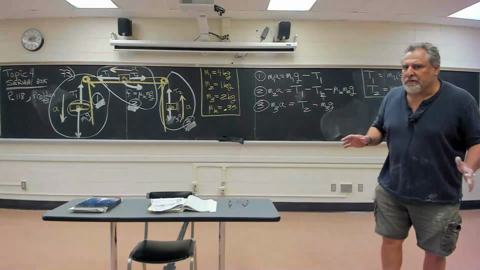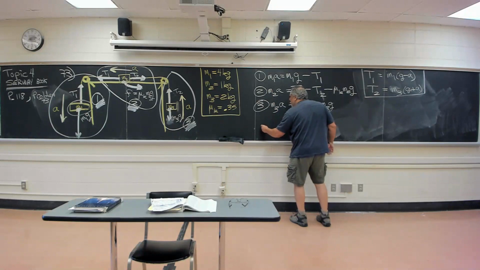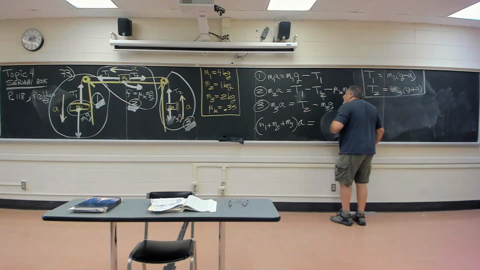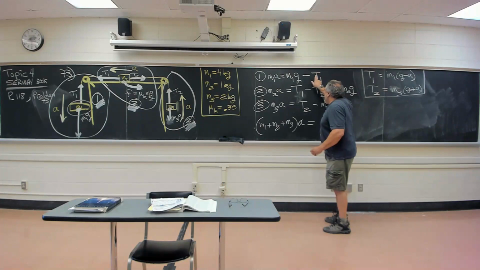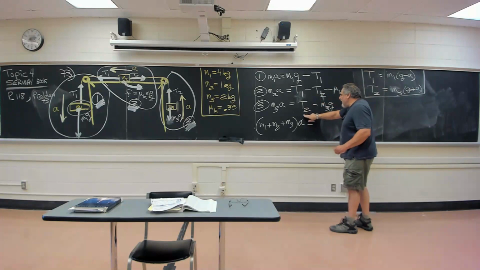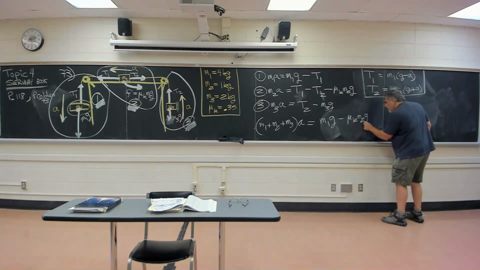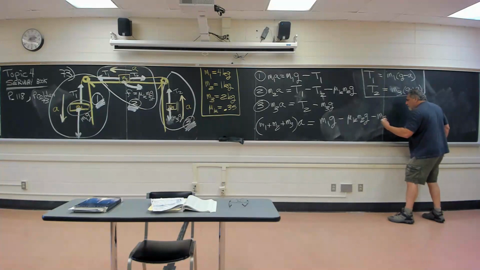Take this, this, and this, and add them together. You got M1A, M2A, M3A. Factor the A out of there, and add the left sides of the equation, and you end up getting this. Add the right sides of the equation. Now be careful here. Here's M1G. Here's a minus T1. A minus T1 and a positive T1 cancel. Here's a minus T2 and a positive T2, they cancel. We got M1G and everybody who did not cancel, which is mu sub k, M2G, minus mu sub k, M2G, minus M3G. And we got all this.